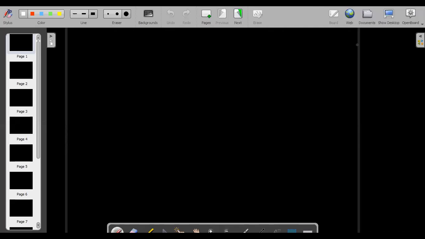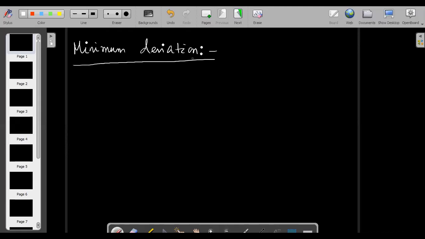Already have seen deviation. Now we have to find out minimum deviation. Write down: we have to see minimum deviation. This is a practical concept, and we have to write it in theory here.